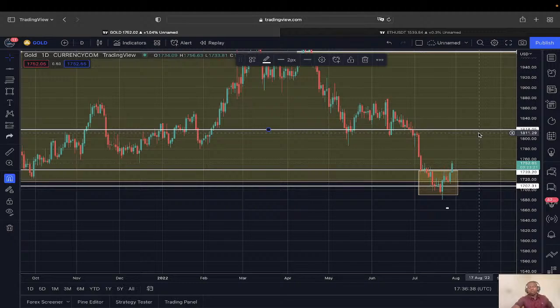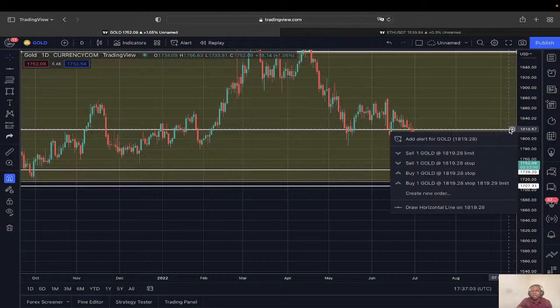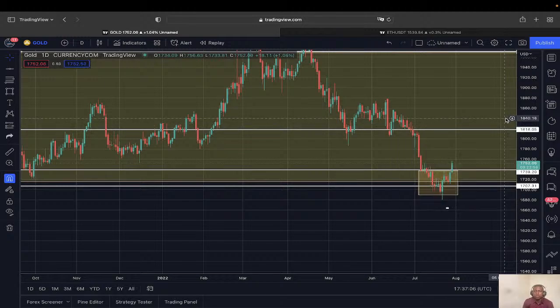So if we are going long on gold, then we are looking to put our stop loss here and our take profit. We'll put our stop loss at 1707, and we'll put our take profit at 1818. That's how we'll put our take profit. All right, good.